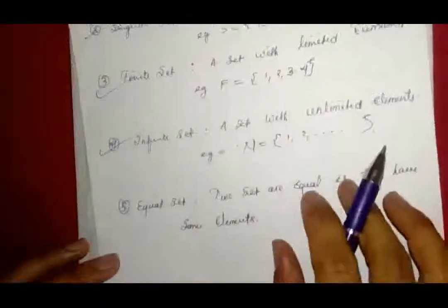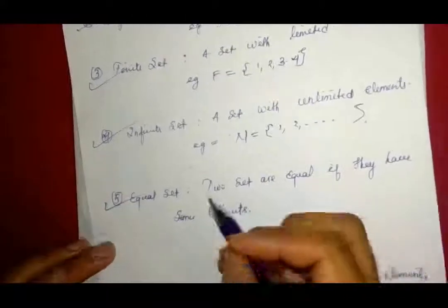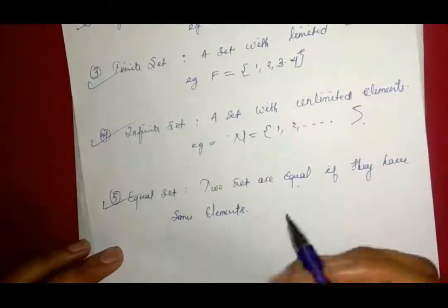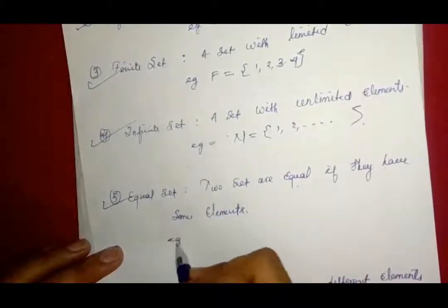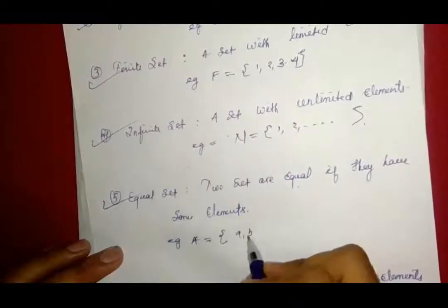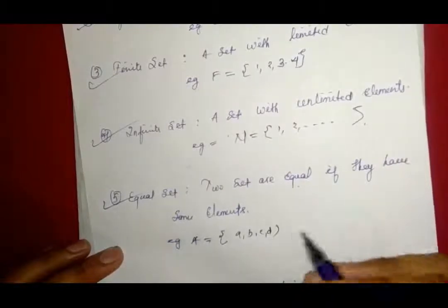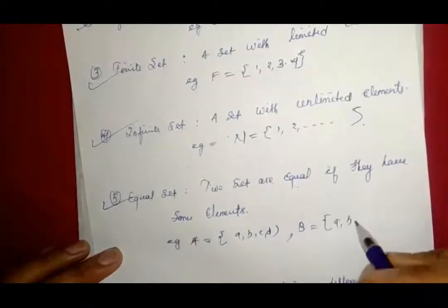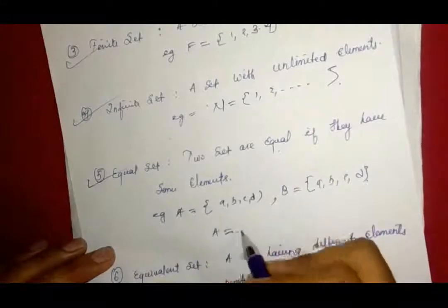So infinite set done. For the equal set, two sets are equal if they have the same elements. For example, set A consists of a, b, c, and d, and set B consists of elements a, b, c, and d. Now we can see that A is equal to B.